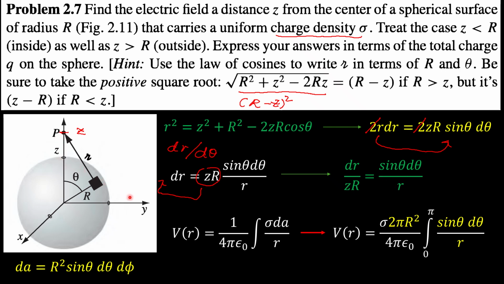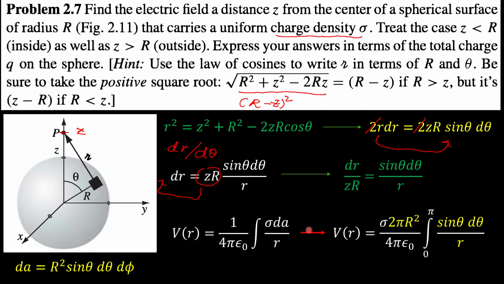Now you find the potential V first, because it's a very simple way of approaching this problem. V of z is equal to 1 over 4 pi epsilon naught integral sigma dA over script R. What is dA here? For the spherical coordinate system, dA is equal to capital R squared sin theta d theta d phi. Now you have to integrate, and you replace dA by this expression.